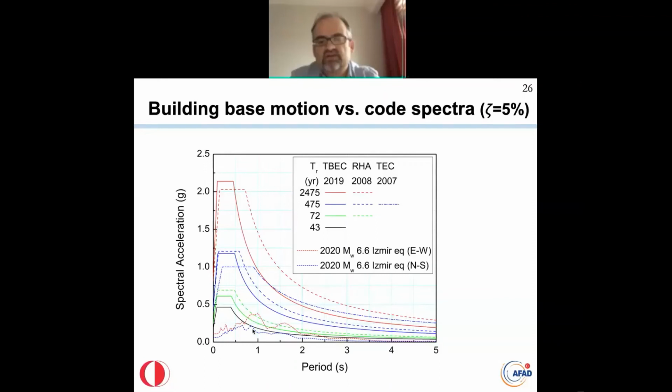At most, it can be considered as a service level or a frequent earthquake, because if you just take a look at the period range here, we actually have very much less spectral acceleration above the service level or above the frequent level earthquake.